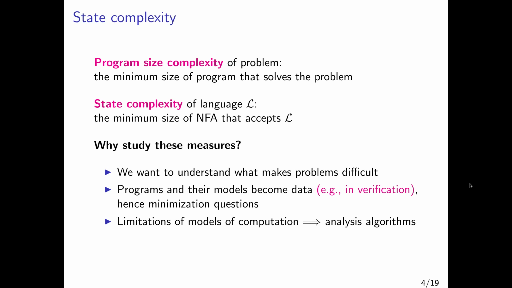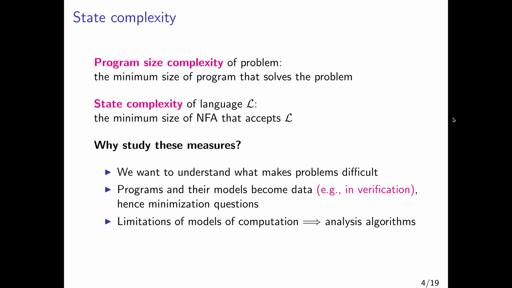And here in formal languages, if you think about a formal language L, then you can think of the minimum size of an automaton, say NFA, that accepts this formal language L. Why do you care about this minimum size? Why do you care about these measures? Well, there are three broad reasons.